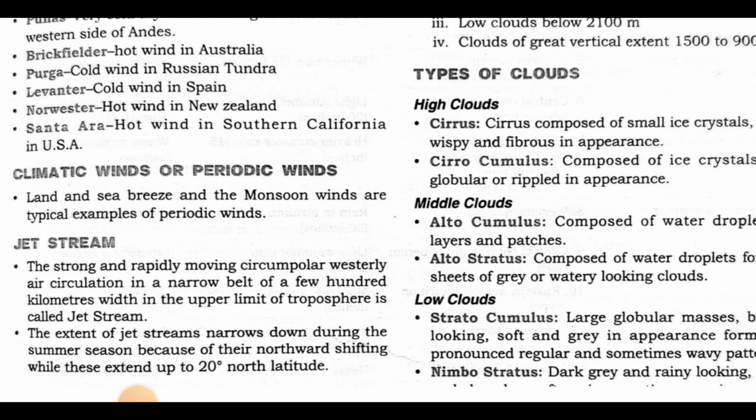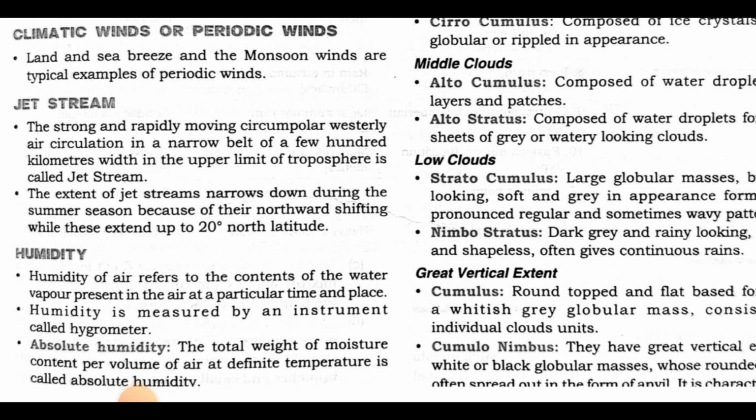High clouds. Cirrus: composed of small ice crystals, white, wispy and fibrous in appearance. Cirrocumulus: composed of ice crystals but globular or rippled in appearance. Middle clouds. Altocumulus: composed of water droplets in layers and patches. Altostratus: composed of water droplets forming sheets of grey or watery looking clouds.